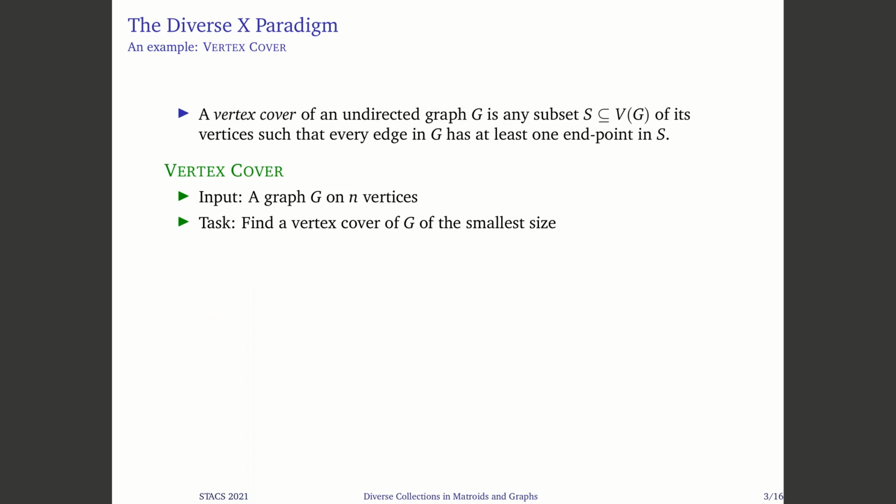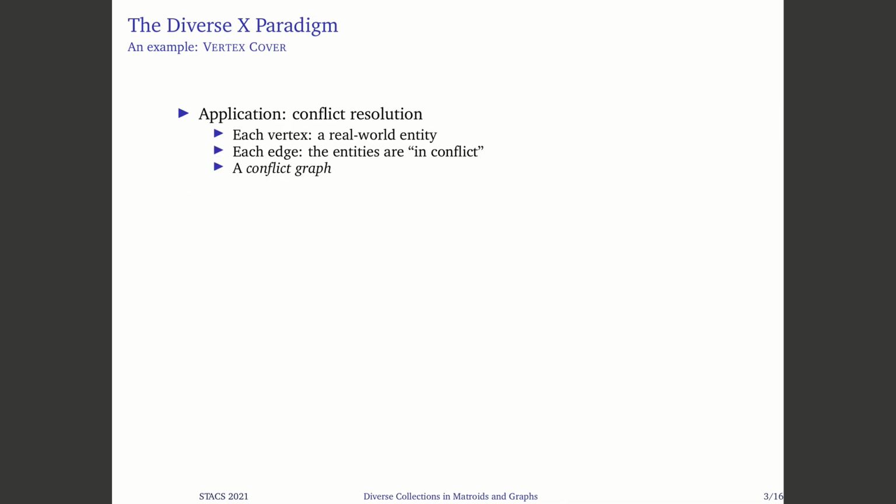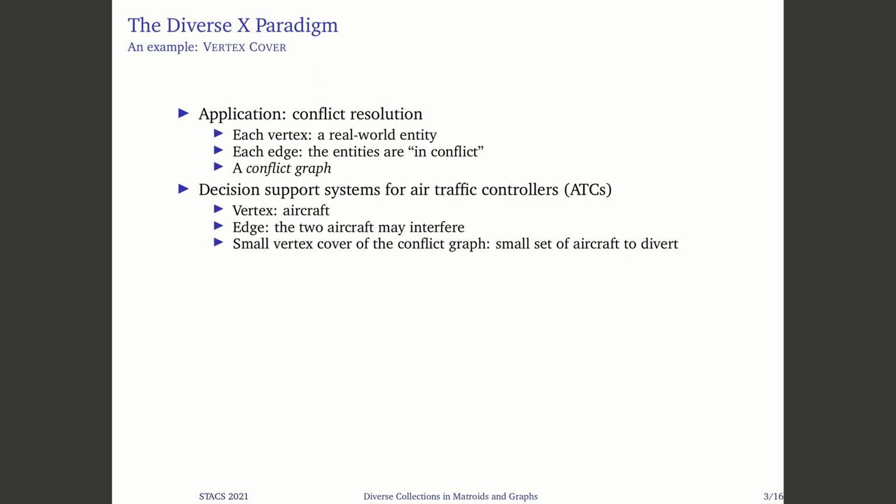Recall the vertex cover problem, where we have an input graph on n vertices, and the goal is to find a vertex cover of this graph of the smallest size. An application of vertex cover is in conflict resolution. So each vertex in this conflict graph will be a real world entity, and we will put an edge between two entities if they are in conflict as per some definition of conflict. And a specific example of this in action is decision support systems for air traffic controllers.